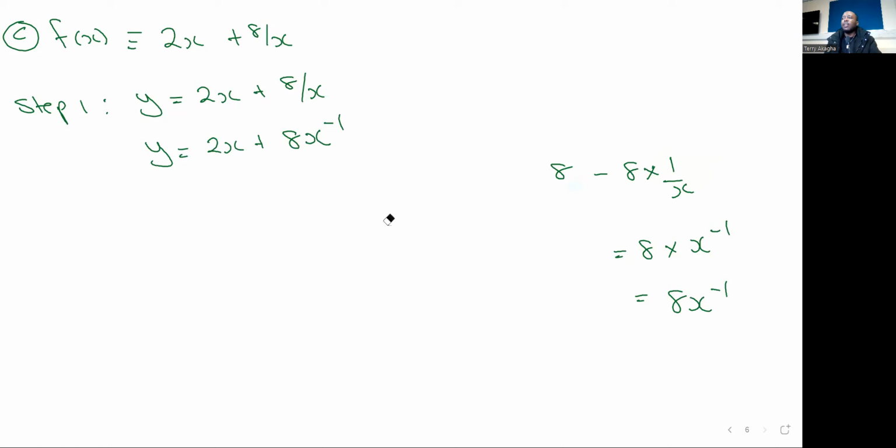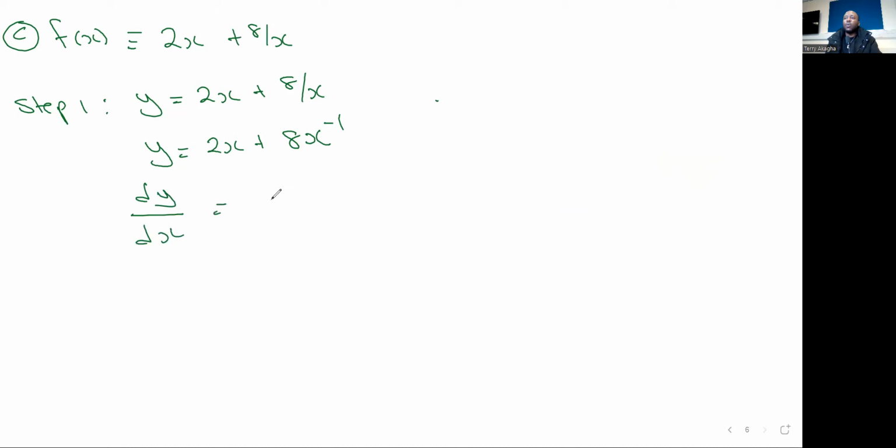All right, so let's clean this up. We've written that in index form. Now we can differentiate. So dy over dx is going to give us, if you differentiate 2x, you get 2, minus 1 times 8 gives you minus 8x to the minus 2, right?